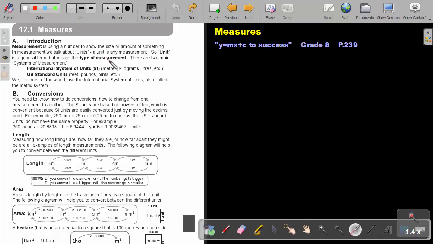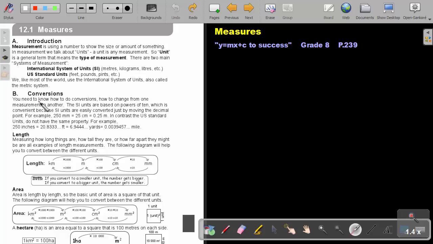There are two main systems of measurement. The International System of Units, the SI, the one that we also use in Namibia, meters, kilometers, liters, for example. The US standard units like feet, pounds, pints, for example. We, in Namibia, like most of the world, use the International System of Units, also called the metric system.